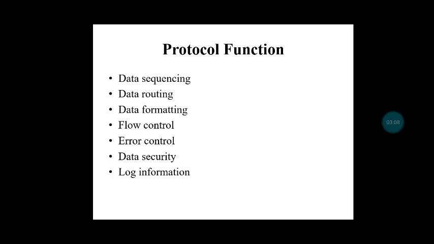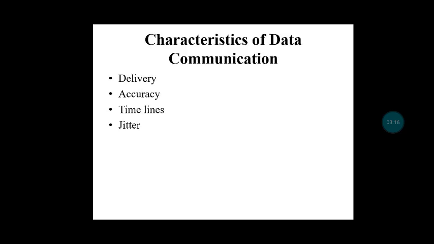So these are the protocol functions we use in data communication: data sequencing and data routing, data formatting, flow control, error control, data security, and log information. These are some of the characteristics of communication: delivery, accuracy, timeliness, and jitter.